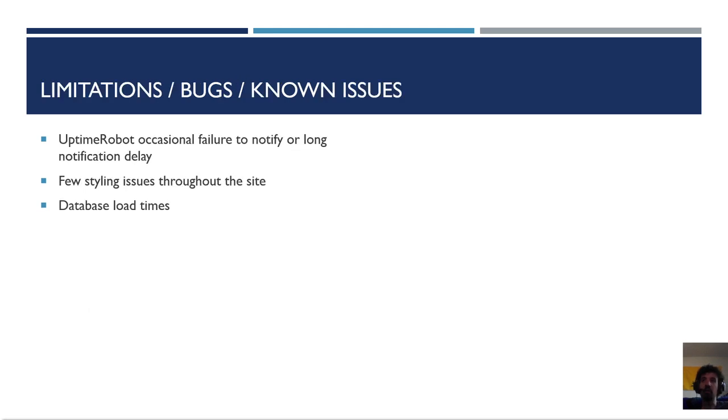And so as far as limitations and bugs, known issues, Uptime Robot occasionally didn't let us know if our app was down, or there would be a bit of a delay because it only pings our app every 5 minutes. There are occasional, again, few styling issues throughout the site, and some of the database load times can be a little longer, but it's pretty decent with Heroku overall.